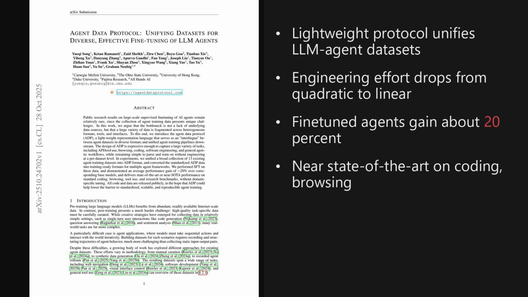Wrapping up, 2 takeaways stand out. A simple Agent Data Protocol turns messy many-to-many converters into a clean hub and spoke flow, slashing engineering from quadratic to linear effort, and the unified data delivers about 20% average gains with strong cross-task transfer. The broader implication is scalable, reproducible agent training.